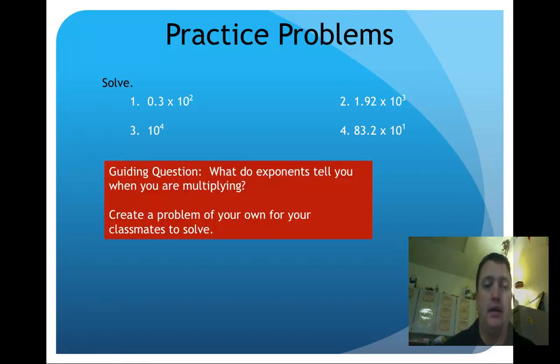And here are your guiding questions. What do exponents tell you when you are multiplying? And I'd like you to create a problem of your own for your classmates to solve.